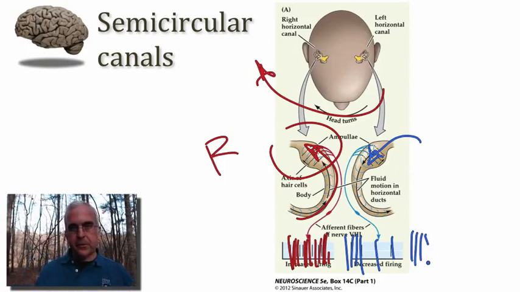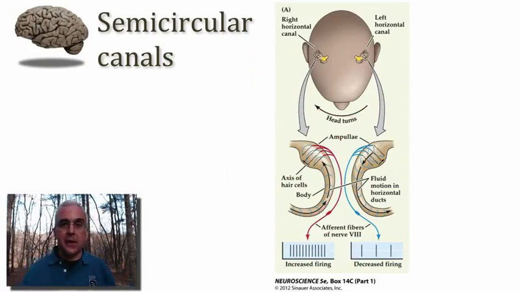The key principle I want you to take away from this slide is that we activate the semicircular canal on the side of the turn. If we turn to the left, we're activating the left horizontal canal. If we turn to the right, we're activating the right horizontal canal, and so forth. Forward turn activates the superior canals. Backward turn activates the inferior canals.